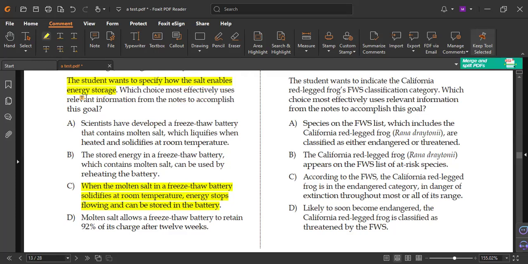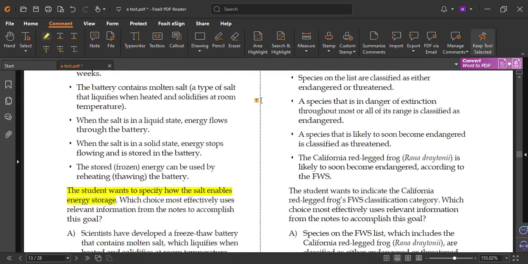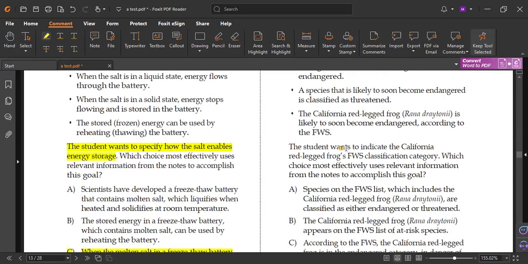So how does it enable energy storage? It is to store the energy in the battery, as I mentioned here. Letter C tells us how, but letter D focuses only on how much and does not explain how. That's all. Get it? Yes. Right. Here it's the same. What does the question need?